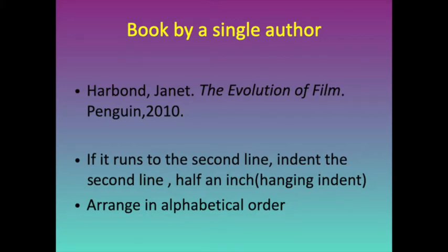If the details of the book run to the second line, indent the second line half an inch, what we call hanging indent, and arrange the whole items in works cited in alphabetical order. This is called hanging indent. Look at second and third line.